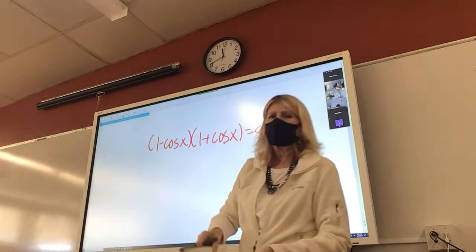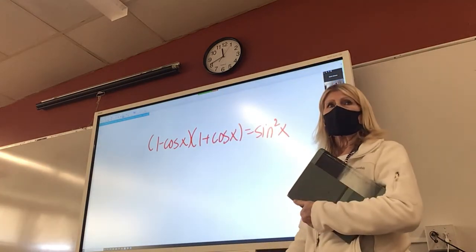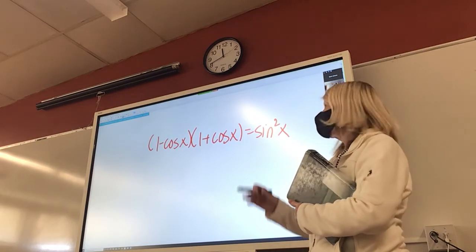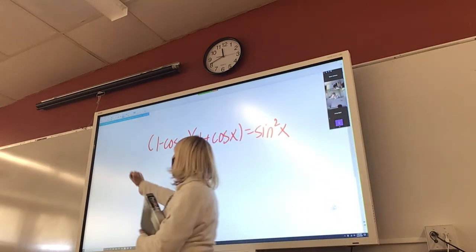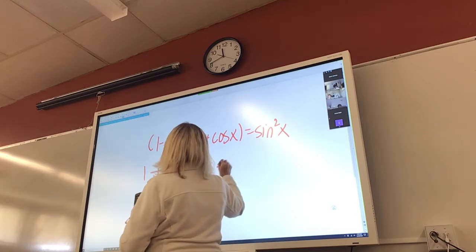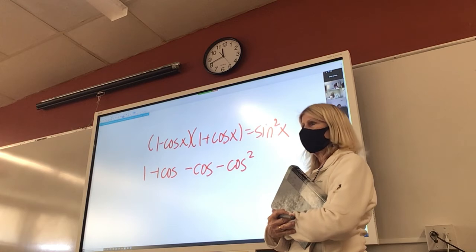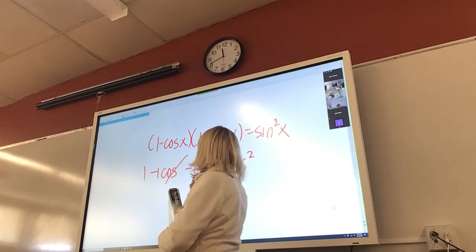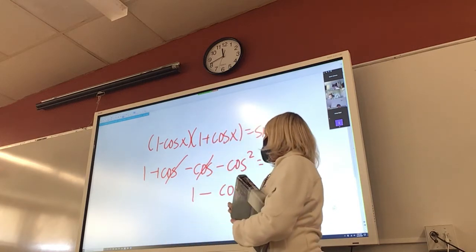Okay, so which side would you choose? Left side, okay. Now, you can't make any trig substitution right now, unfortunately, but you can multiply it out. So if you FOILed it out, you would get 1 plus cosine minus cosine minus cosine squared. Am I making sense? The cosines cancel, and now you have 1 minus cosine squared. And so that equals sine squared.